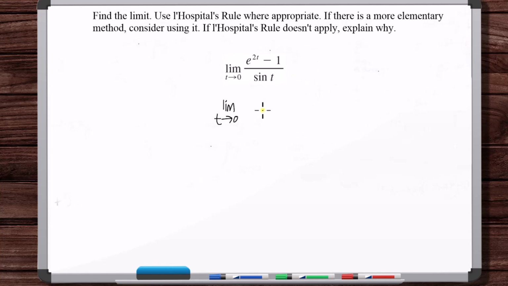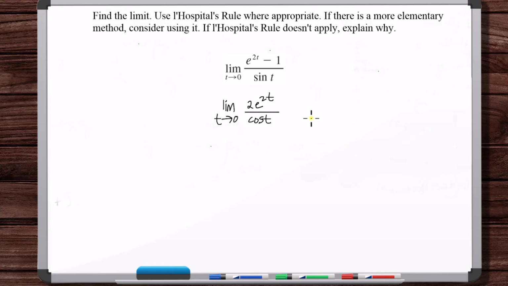Because this is an indeterminate form of type 0 over 0, we can write this as the limit as t approaches 0 of the derivative of the numerator, which would be 2e to the 2t, divided by the derivative of the denominator.